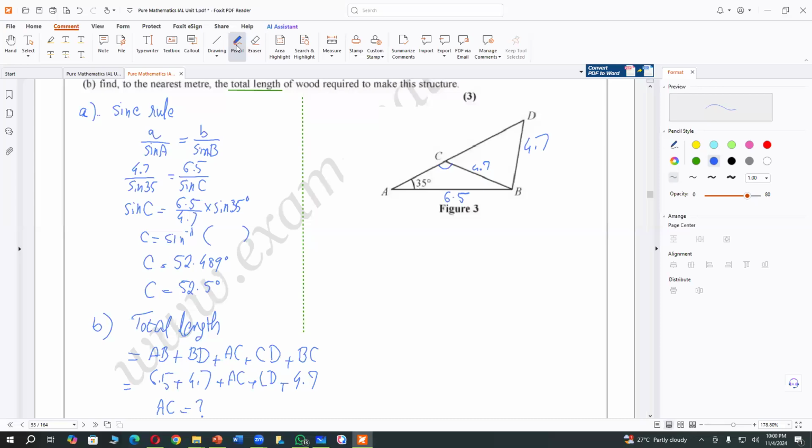Look, this is an ambiguous case. Can you see this figure? It's a good example. You know why? Just look at the angle size in the diagram. It is not 52 point something. It is an obtuse angle. Look at the shape of the triangle, and this is an example of an ambiguous case.